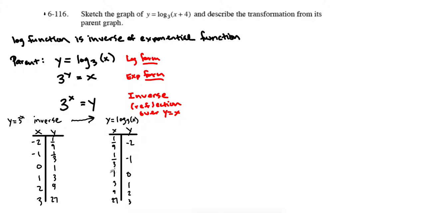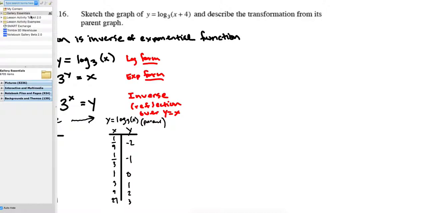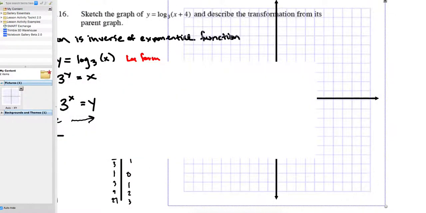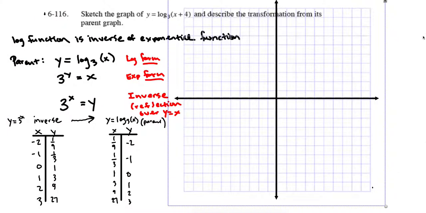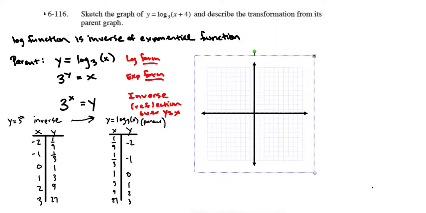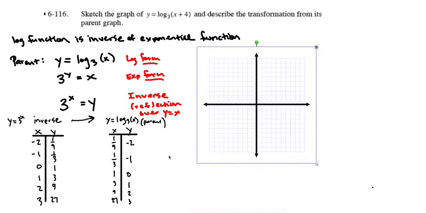So in order to graph the parent function here, remember this is the parent. You can take it here. Let's get out a coordinate plane. And let's make it a little smaller here, probably a little big. Okay, so let's graph. Let's go ahead and we can graph our parent function now.